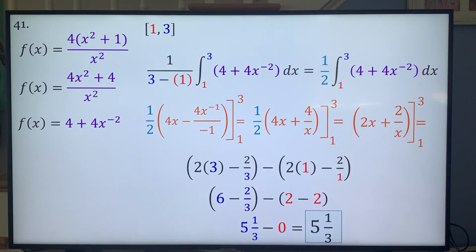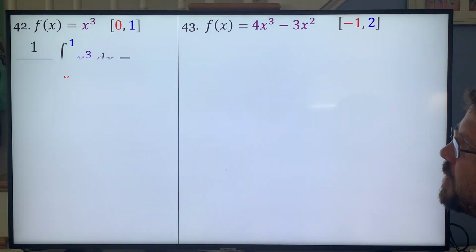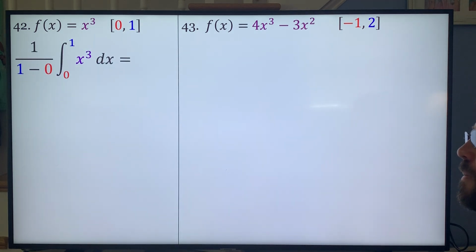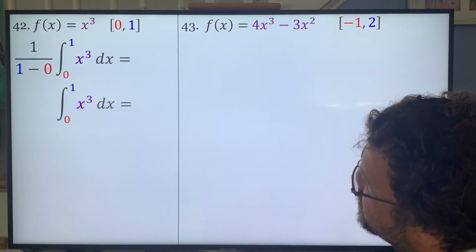All right. Ready? Let's do problems 42, 43, and then we're going to move on to something different. 42. Formula: 1 over b minus a from a to b of x cubed. What's 1 divided by 1? 1. So you've got 1 from 0 to 1 of x cubed.